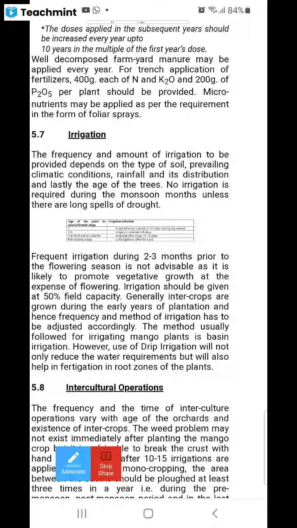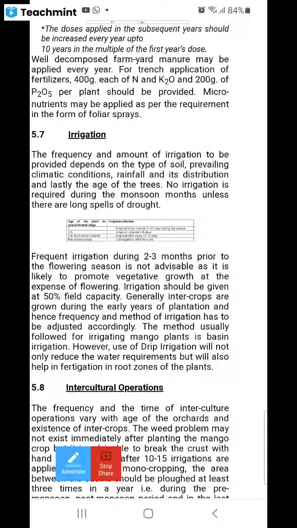The method usually followed for irrigating mango plants is basin irrigation. Which irrigation is used for the mango plant? Basin irrigation. However, use of drip irrigation will not only reduce the water requirement but will also help in fertigation in the root zones of the plants.